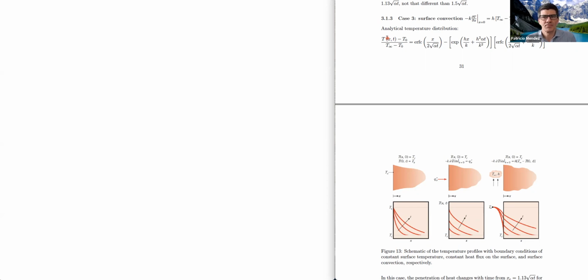But you know what? The penetration of heat in this case, which is much more complex, is still more or less 1.5 square root of alpha t, because however you look at it, it is more or less 1.5 square root of alpha t. So from looking at these three boundary conditions, the take-home message is: no matter what I do to the surface, heat penetrates more or less 1.5 square root of alpha t with any of the boundary conditions we know. And the ones we don't know, let me tell you, it also penetrates 1.5 square root of alpha t.